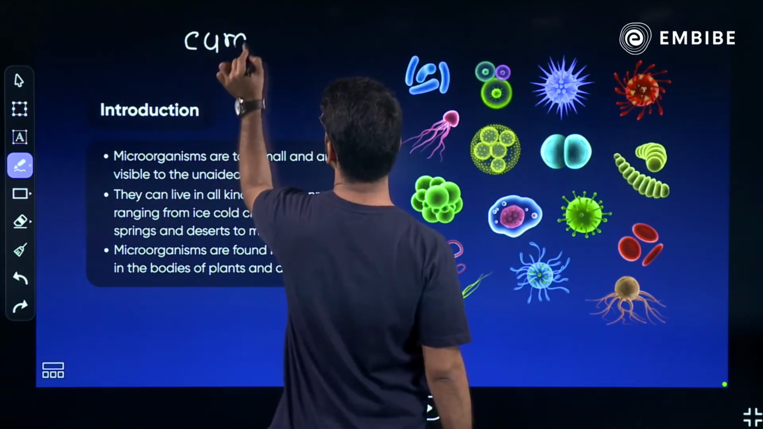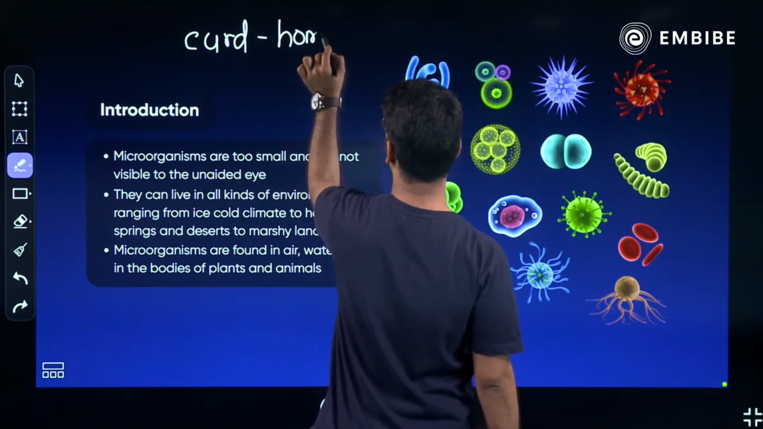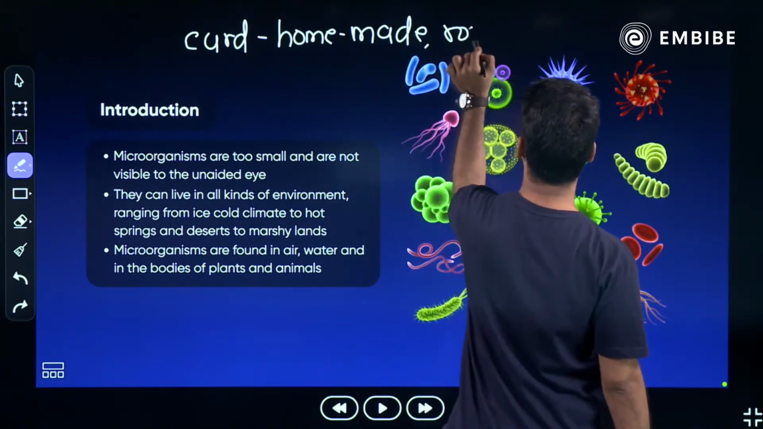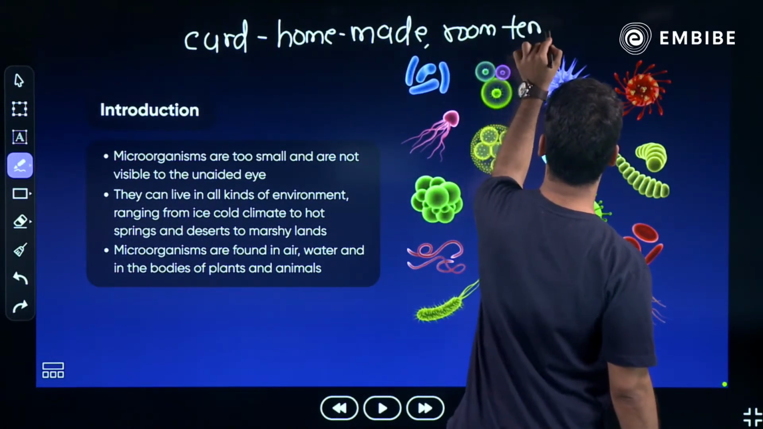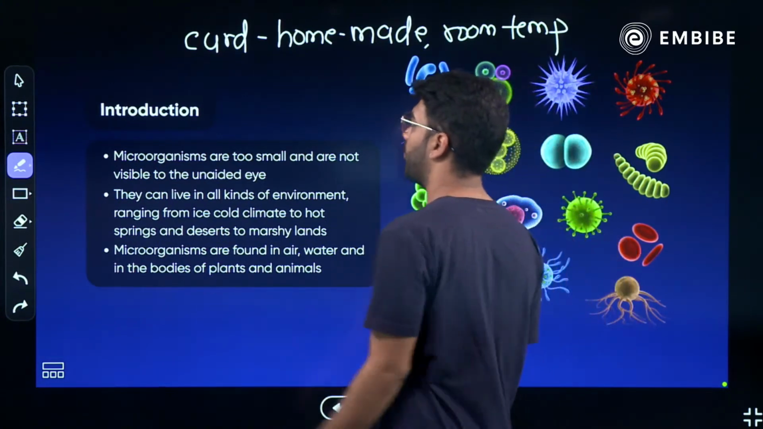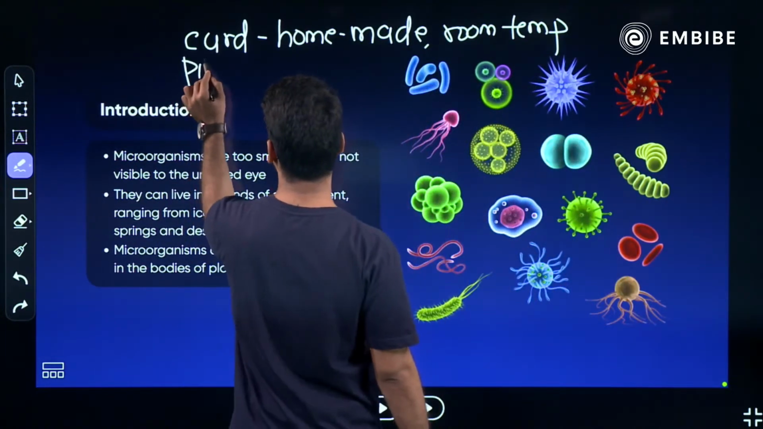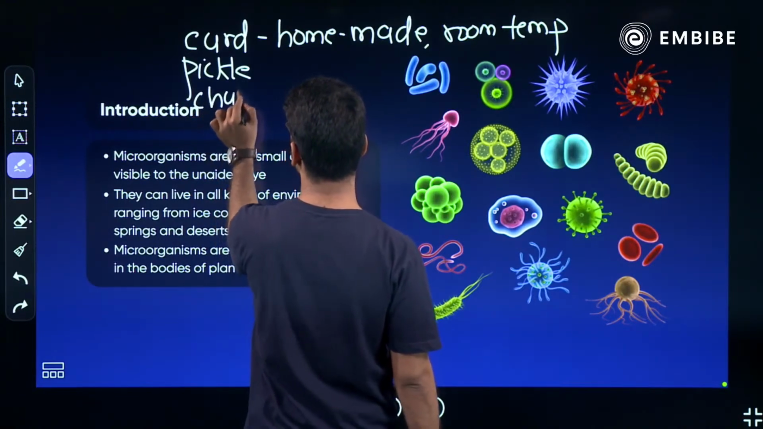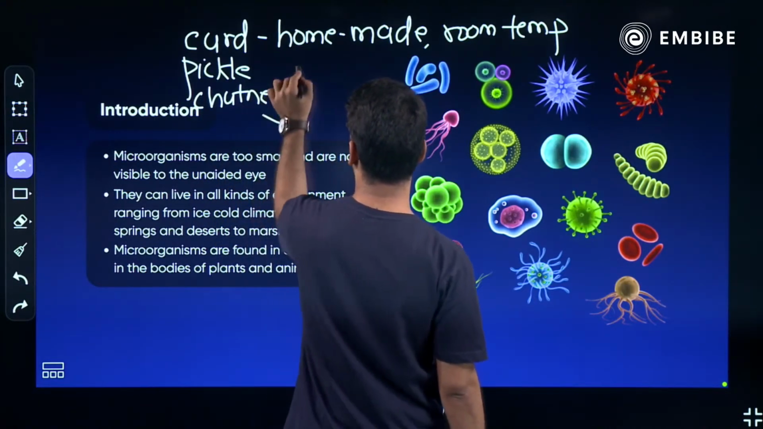Curd which is homemade at room temperature, homemade room temperature curd, not something that comes out of a fridge or comes out of a packet. Again, pickle is very good in probiotics. Your chutneys are very good in probiotics.